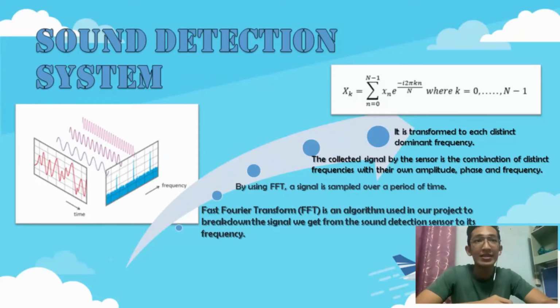For the sound detection system, we use a fast Fourier transform, which is an algorithm used in our project to break down the signal we get from the sound detection sensor into its frequency. The transformation is illustrated in the figure below, where it is used to transform the signal from time domain to frequency domain, and this is the equation.